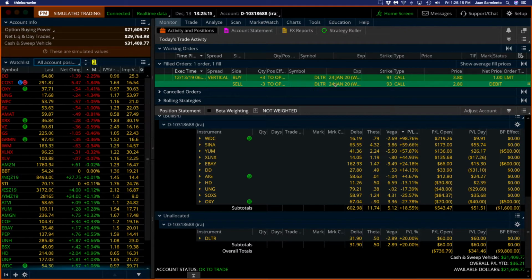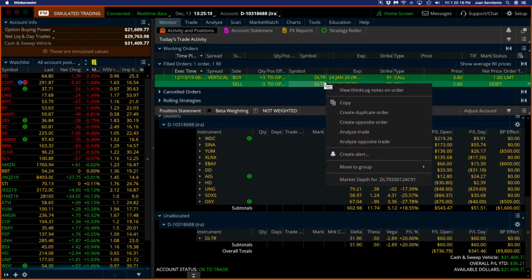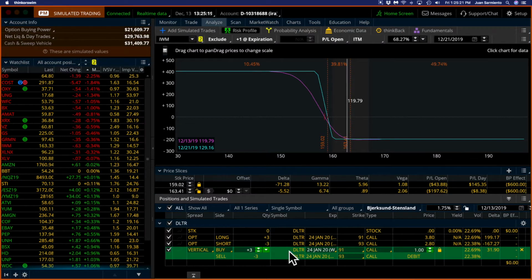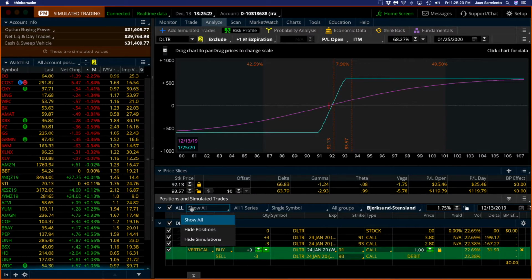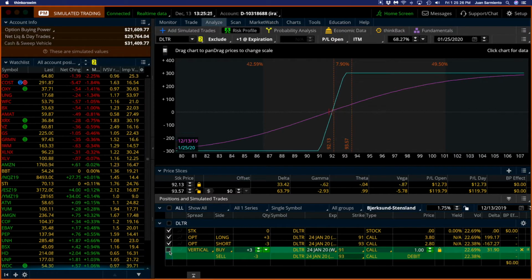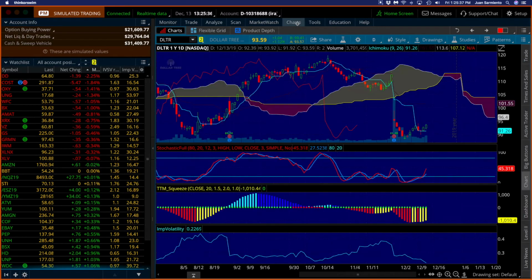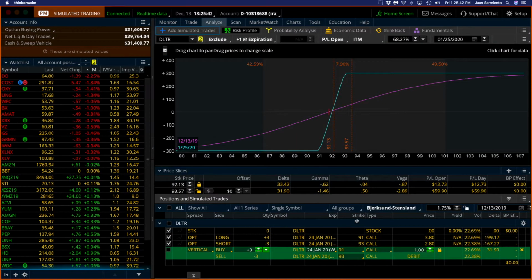Okay, so let's get started with what we had yesterday. We entered a bullish trade on DLTR. Let's analyze that. And here we are at 93.57, so we made a little money there. Let's take a look at the chart. I think it looks pretty bullish, at least for the time being. It's expiring January 24th. I'm invested $300 to make $300. Okay, that's good. I don't have any new trades today.